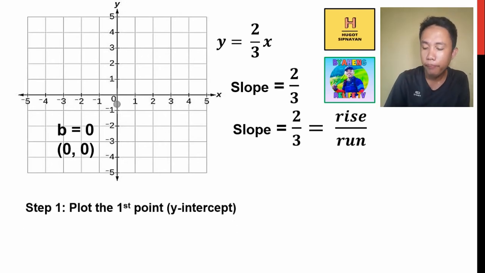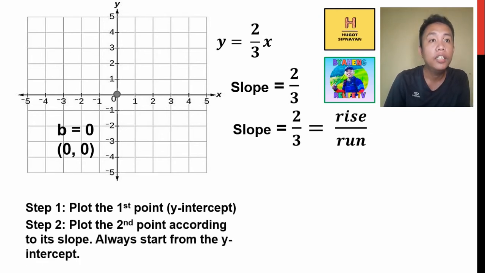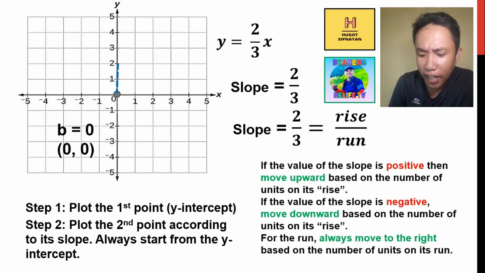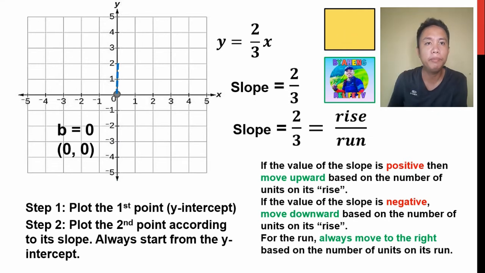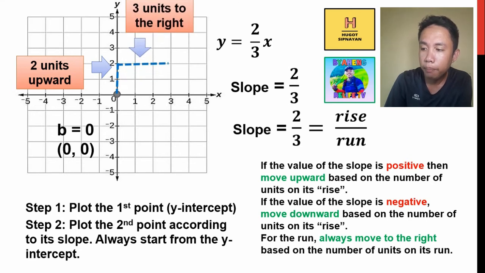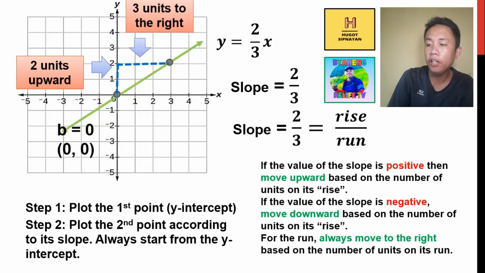So, let's have our first point, which is the origin. Now, we will continue with our next point. So, 2 units pataas. Hop! 2 units pataas. Tapos, 3 units to the right. So, that will be our second point at may graph na tayo.